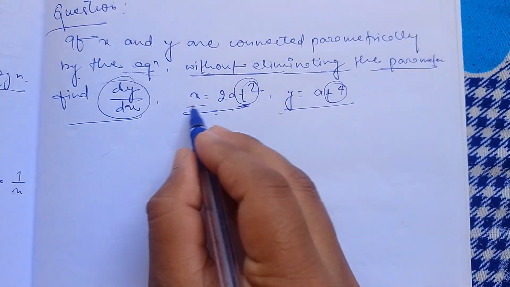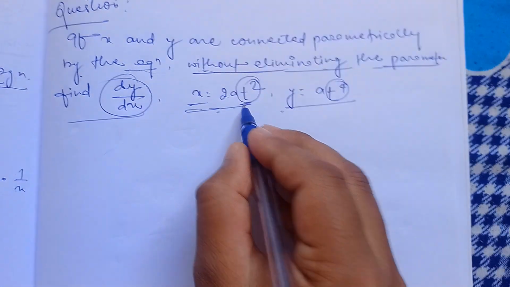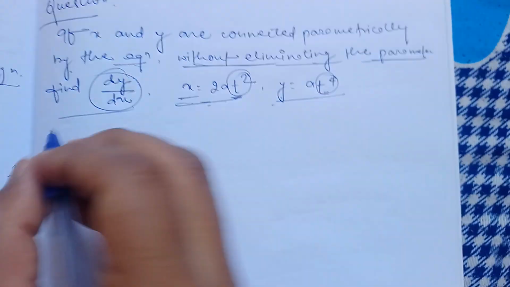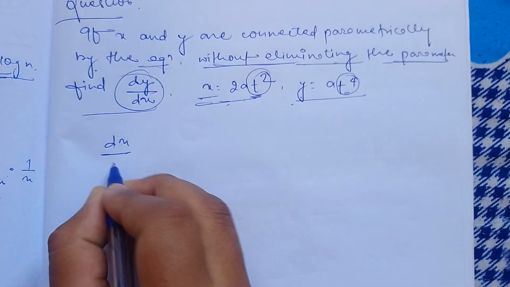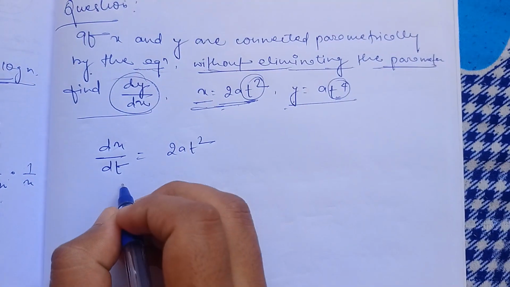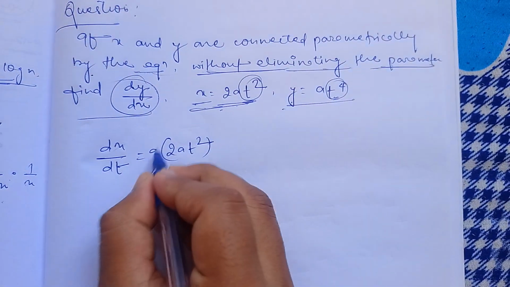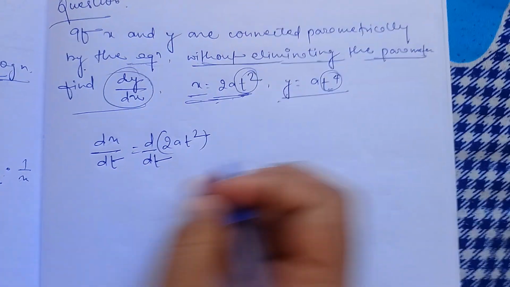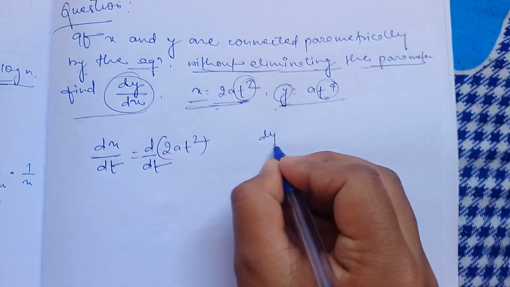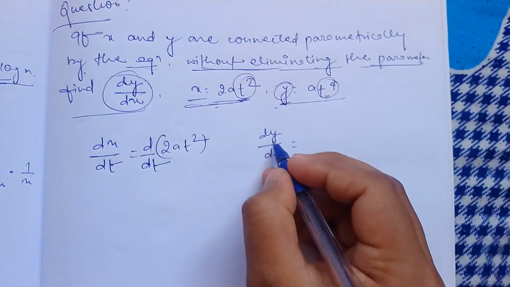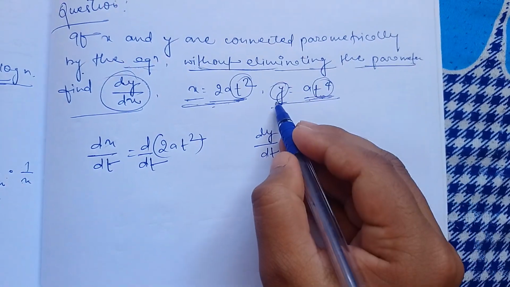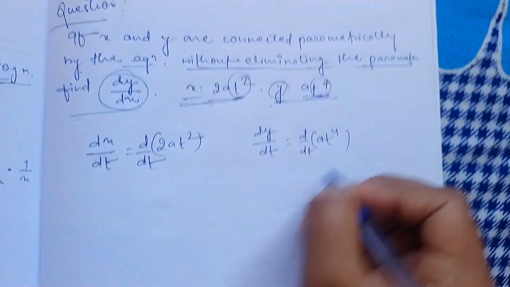Can we differentiate x with respect to t? Can we differentiate y with respect to t? Okay, first we differentiate x with respect to t. The value of x is 2at squared, and we are differentiating with respect to t. And this is the value of y, and we differentiate y with respect to t, and the value of y is at power 4.